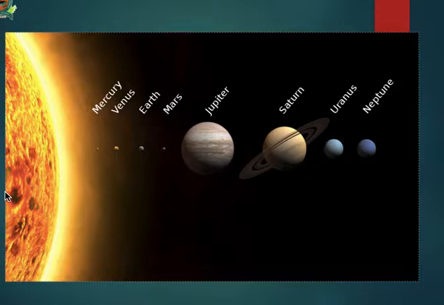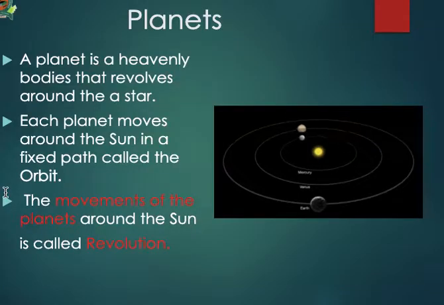Let's just go on. Planets. A planet is a heavenly body that revolves around a star. Each planet moves around the Sun in a fixed path called the orbit. The movement of the planets around the Sun is called revolution, as you see in this picture.